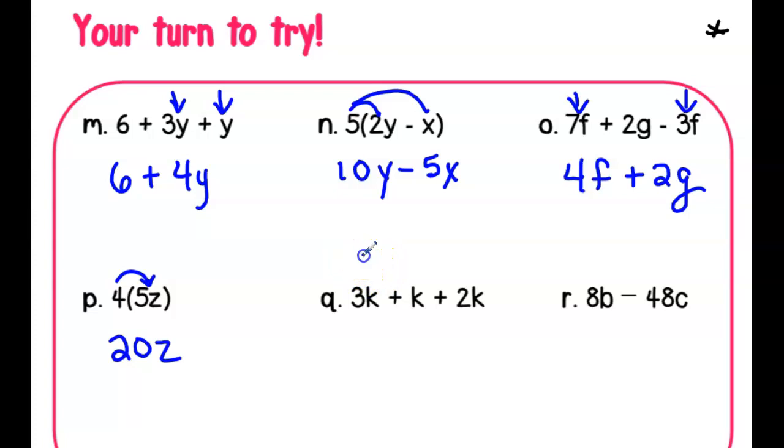In this next example, we have k here, and k here. So we have 3 k's plus 1 more gives us 4, and 2 more gives us 6 k's.